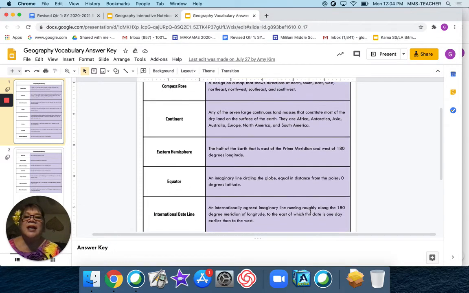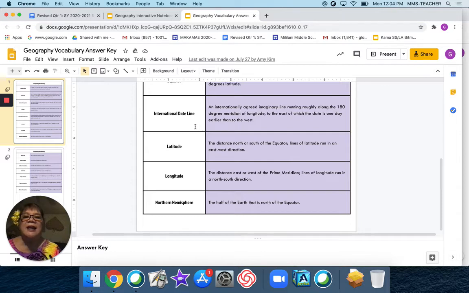Next word, Eastern Hemisphere. The half of the earth that is east of the prime meridian and west of 180 degrees longitude. I repeat, the half of the earth that is east of the prime meridian and west of 180 degrees longitude. Equator, an imaginary line circling the globe equal in distance from the poles, 0 degrees latitude. Equator.